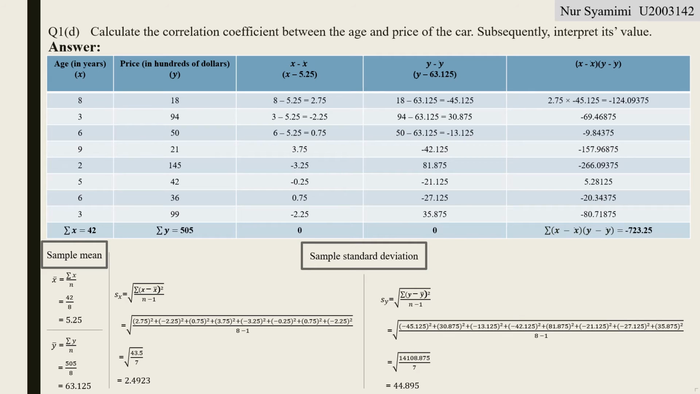723.25. So to calculate the sample standard deviation for x, we use the formula as you can see in the slide, and we just take the data from the table and insert it into the formula, and we calculate it, and we get 2.4923. And for the sample standard deviation for y, we also use the same method, and after we calculate it, we get 44.895.